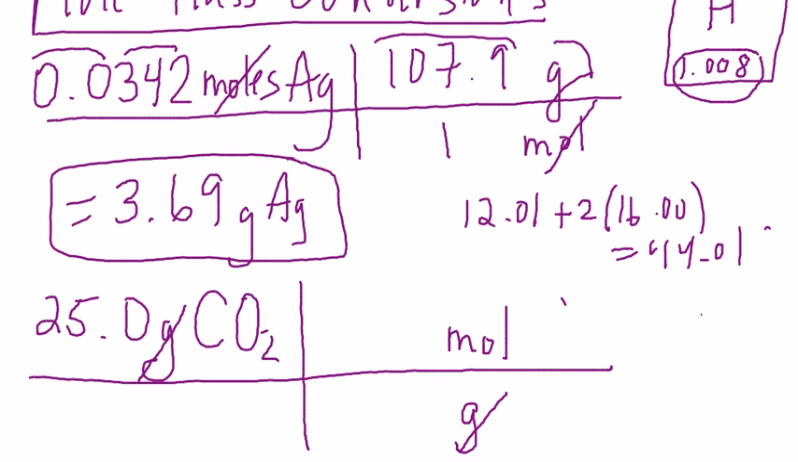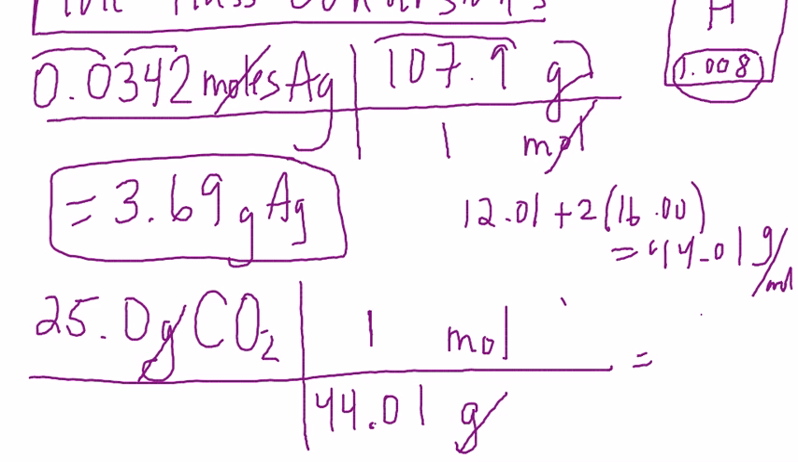Now this number is grams per mole, grams in 1 mole. Because it is grams per 1 mole, the 44.01 goes with the grams, because that's how many grams 1 mole weighs. And now because 25 is on top and 44.01 is on the bottom, we're going to divide 25 by 44.01 to get our answer.